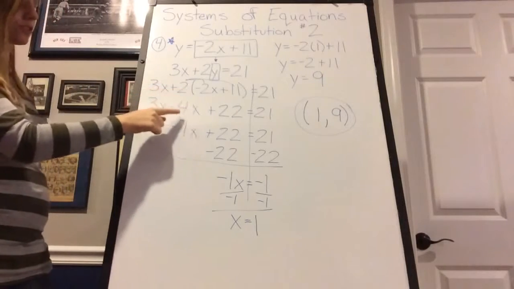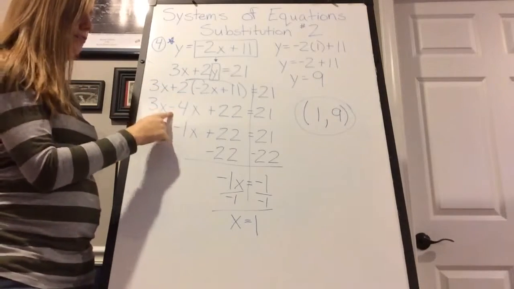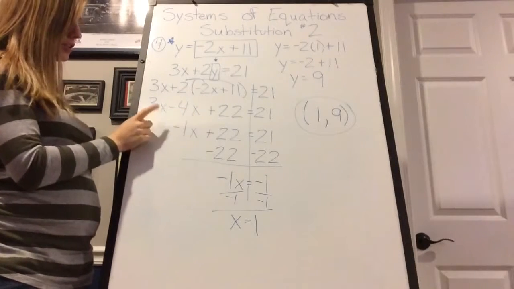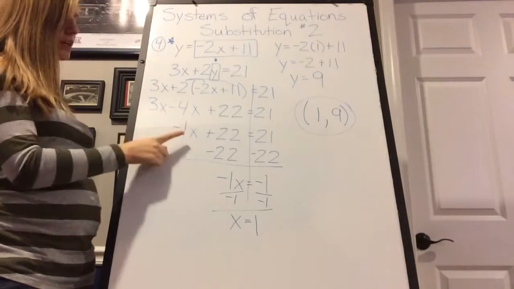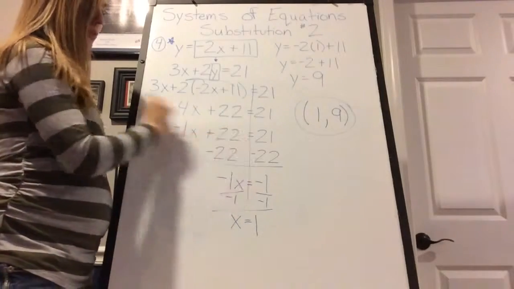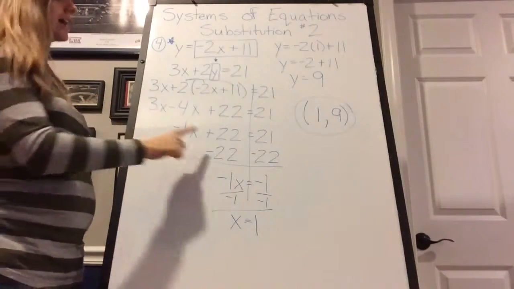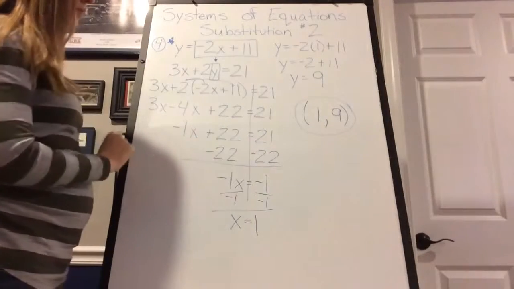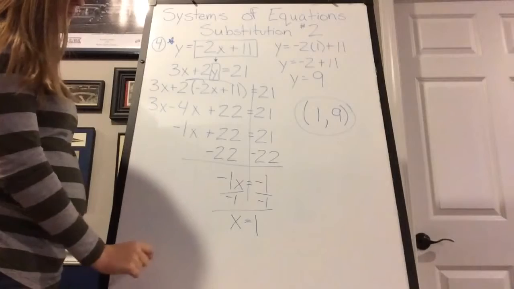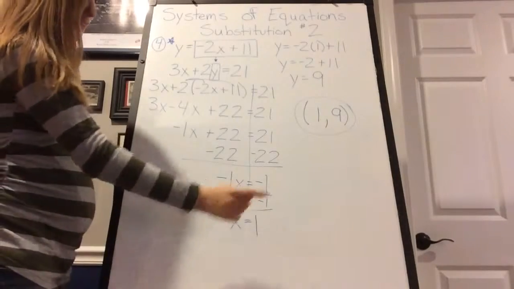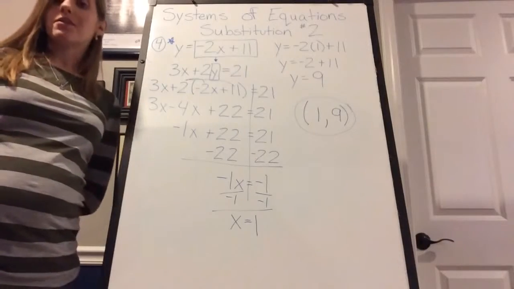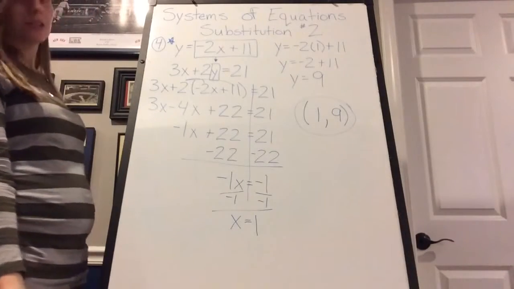So first, do the distributive property. I got negative 4x plus 22. After that, I combine like terms. 3 and negative 4, when I combine those, I get negative 1x, and then the plus 22 equals 21. I subtracted 22 from both sides, so I got negative 1x equals negative 1, and divided both sides by negative 1. I got x equals positive 1, which is part of our solution, but the other part is the y.